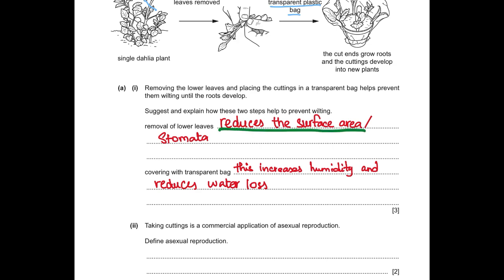One mark for this point, and 2 marks for these 2 points to mention humidity and water loss, for a total of 3 marks.